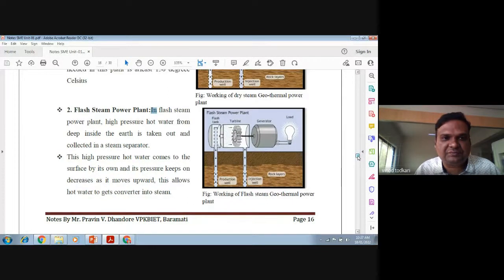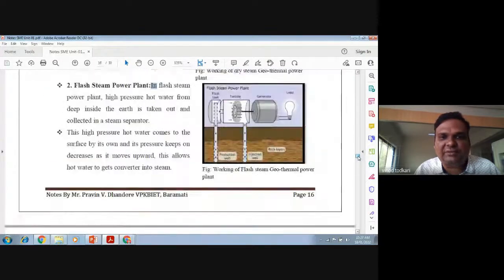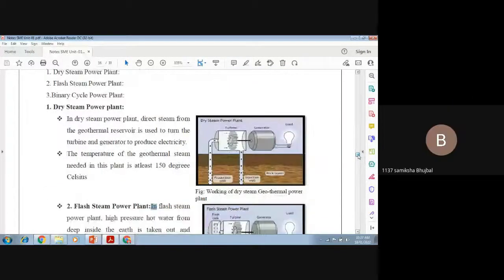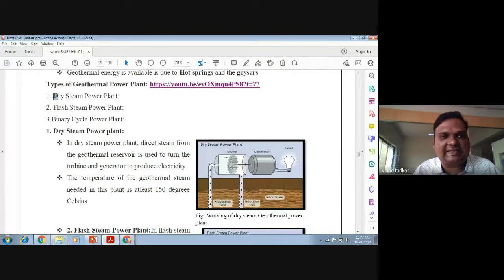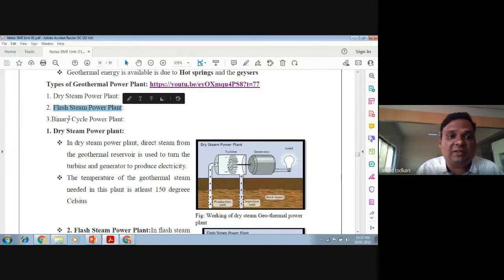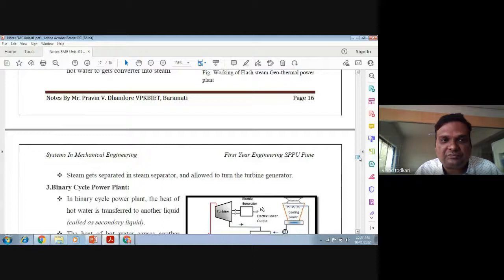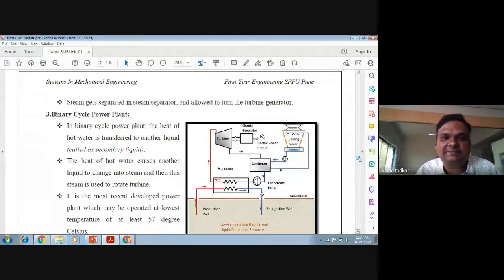Okay. So we have seen two power plants. Which are those? Yes, dry steam power plant and flash steam power plant. Very good. If the temperature is above 150, we'll go for a dry steam power plant. If the temperature is between 80 to 150, we will go for a flash steam power plant. And if the temperature is less than 80, we'll go for a binary cycle power plant. Now we'll see the binary cycle power plant.